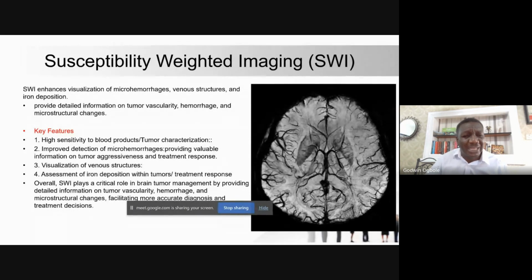It can improve the detection of not just microhemorrhages, but also provide valuable information about the tumor aggressiveness and how these tumors, when they are treated either by radiation or surgery, how they respond to drugs and things like that, and if there's any recurrence. Also, susceptibility-weighted imaging helps us in the visualization of venous structures. It can demonstrate, like I said, iron deposition, which can be seen in tumors in terms of like calcific changes and things like that. These are the things to be able to differentiate calcific changes from hemorrhage. So it's one of the new techniques that is used.